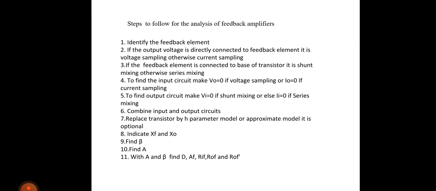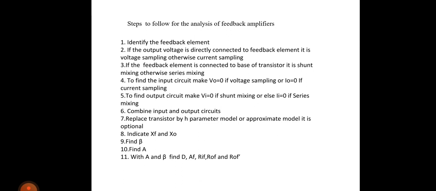First, for the given circuit, identify the feedback element in the circuit. If the output voltage is directly connected to the feedback element, it is voltage sampling, otherwise it is current sampling. If the feedback element is connected to the base of the transistor, it is shunt mixing, otherwise series mixing. After identifying the type of feedback amplifier, that is whether it is voltage series, voltage shunt, current series or current shunt, you have to find the input circuit.